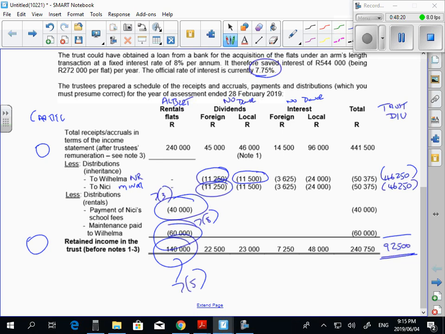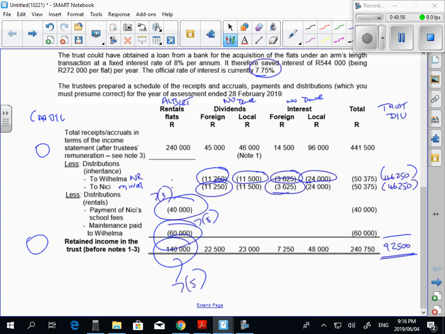And you're going to say to Wilhelmina, 11.5 in, 11.5 exempt, because local dividends are SA source. For Nikki, 11.5 in, 11.5 out, local source. The foreign interest now, this 3625, again, it's going to be a dash in the non-resident's tax return because it's a non-resident getting foreign income. And this 3625, you're going to put it in, but there's not going to be an exemption because there's no exemption for foreign interest earned by an SA resident.